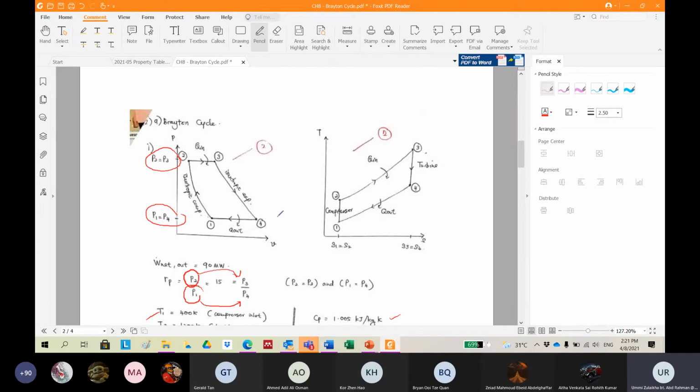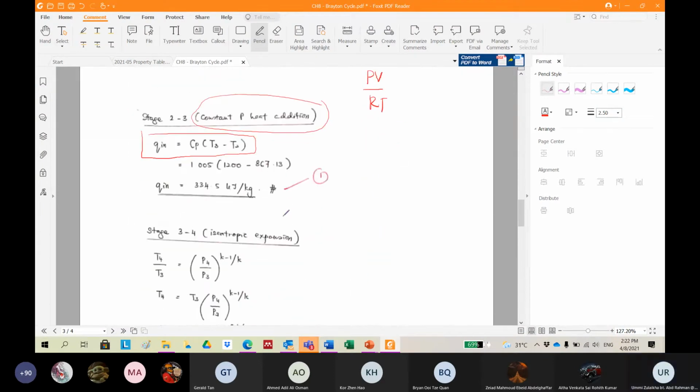Since that is a constant pressure process, you must use Cp. If you use Cv, I can see Cv there, I just mark it wrong straight away, meaning fundamentally incorrect. So here you have Q in, small q equals Cp times T3 minus T2. Then you get the answer already. You get 1 mark over there.